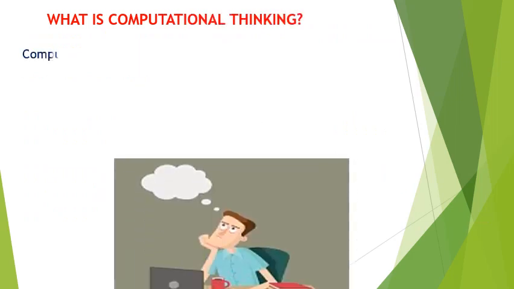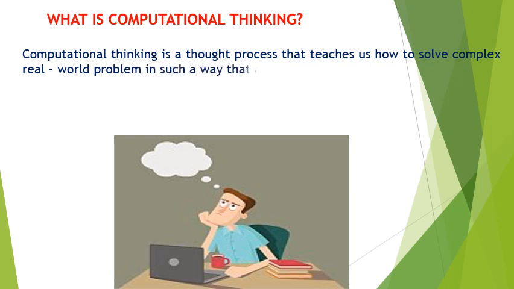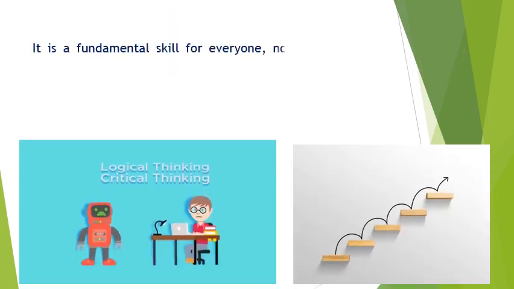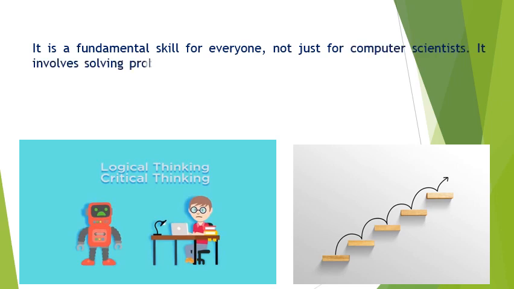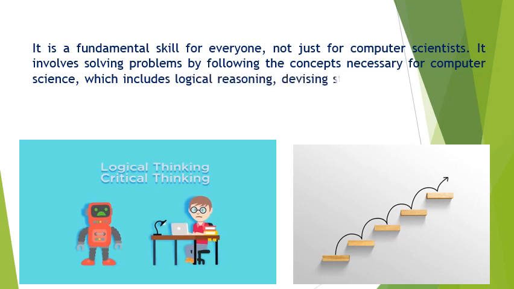What is computational thinking? Children, it is a thought process that teaches us how to solve complex real world problems in such a way that a human can effectively carry these out. Children, it is a fundamental skill for everyone, not just for computer scientists. It involves solving problems by following the concepts necessary for computer science, which includes logical reasoning, devising step-by-step solutions, and designing systems.